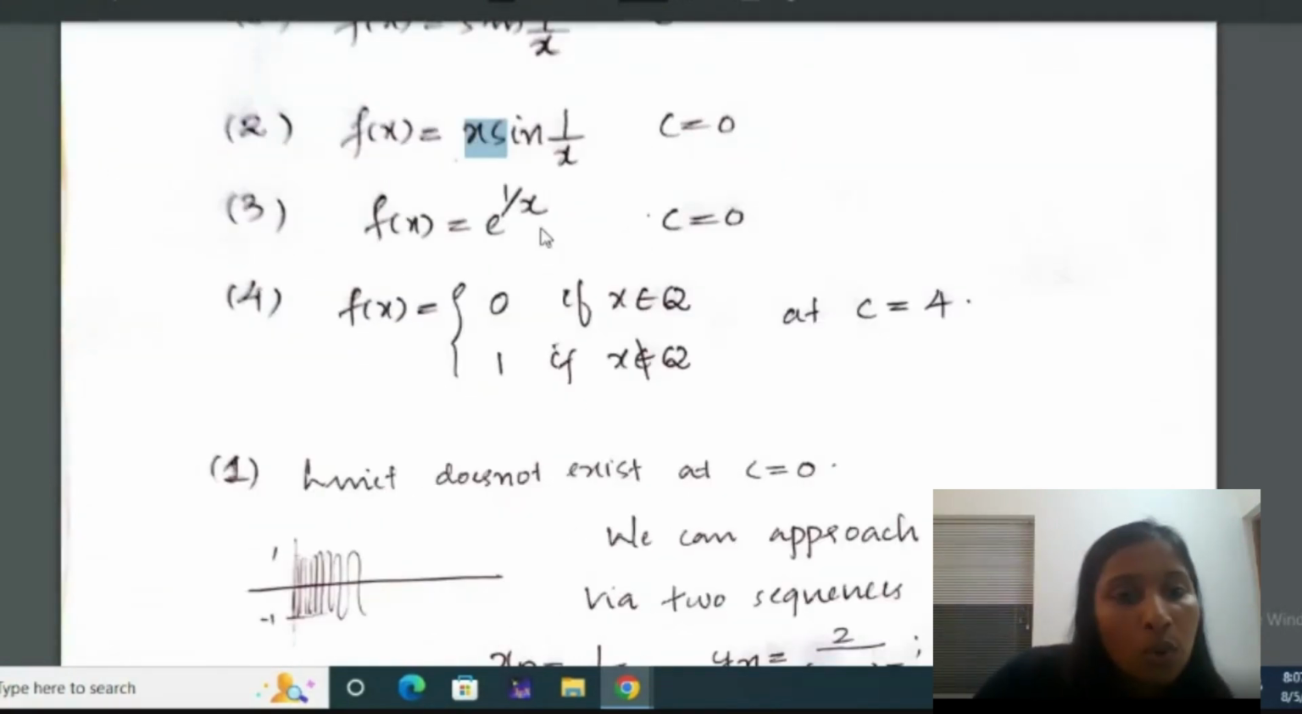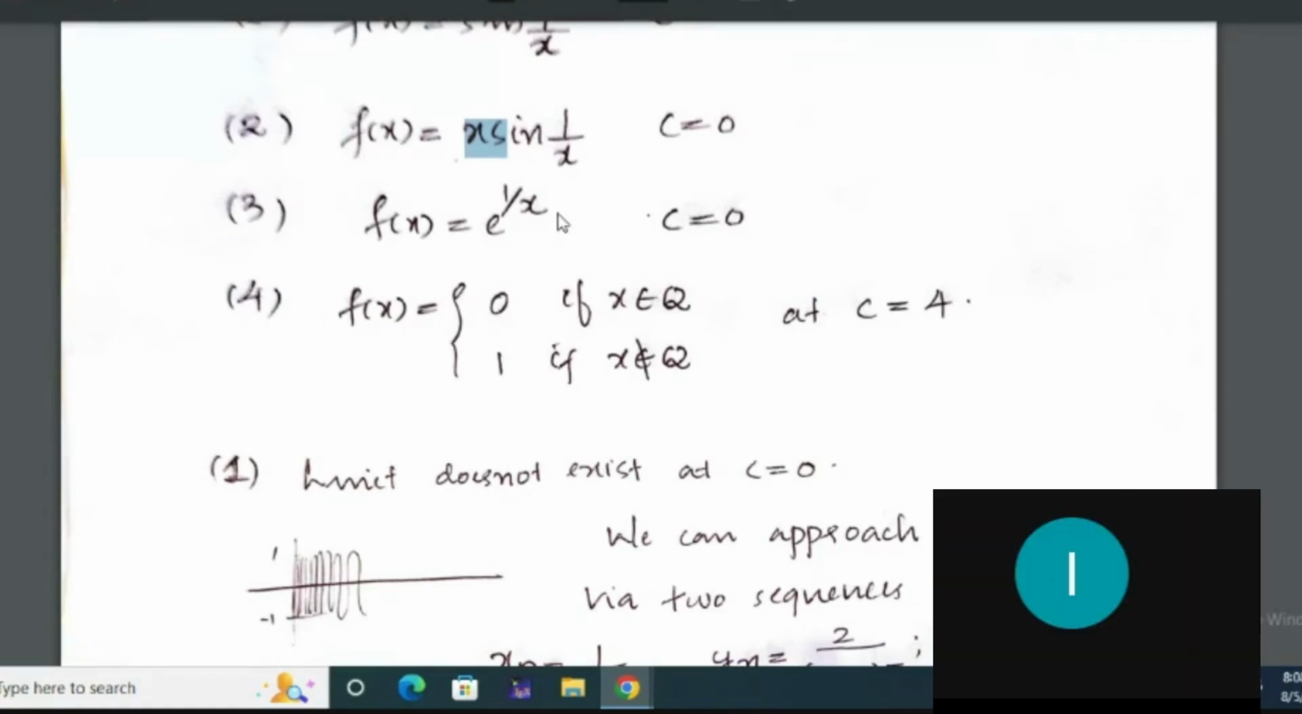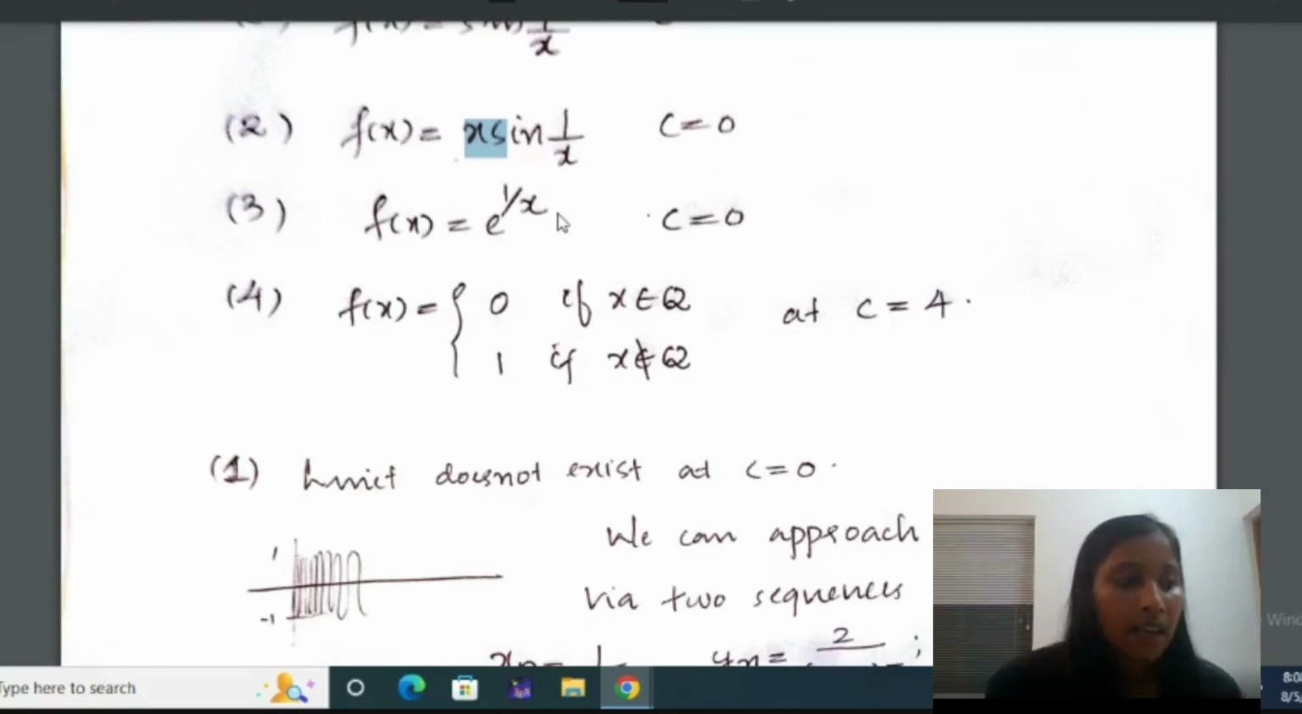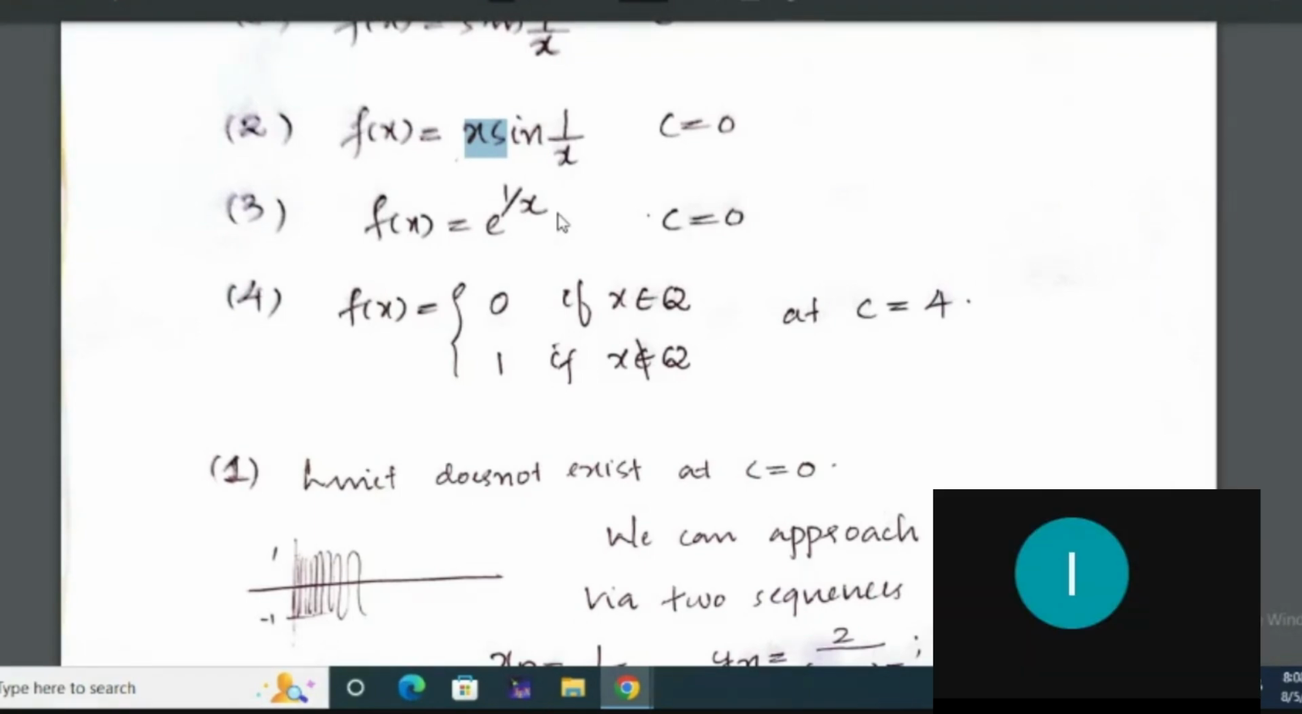Okay. So f of x equal to e raised to 1 by x at c equal to 0. Does not exist, ma'am. Yeah, does not exist. And the answer was done using the theory behind. Which theory have you used for finding that? Ma'am, I just used left hand limit and right hand limit only, ma'am. Left hand limit and right hand limit.